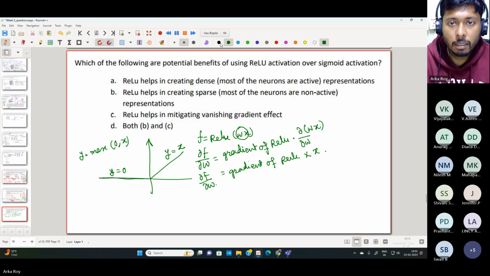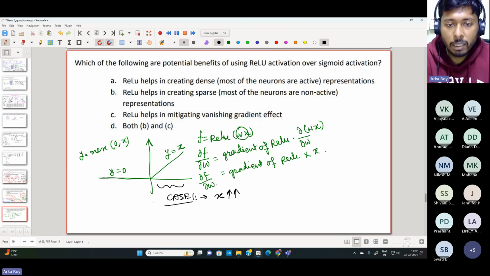Now let us take two cases. Case 1. Let us consider x is high. So x is high, that means it will range in this particular area. So when x is very high, output is y equal to x. So if I take the derivative of the activation function in this particular region, del y by del x, the activation function's derivative will be what? 1. So I can write del f by del w is equal to 1 into x.